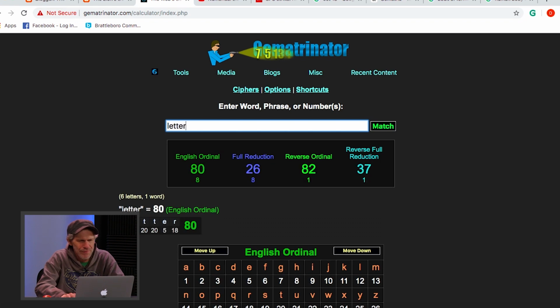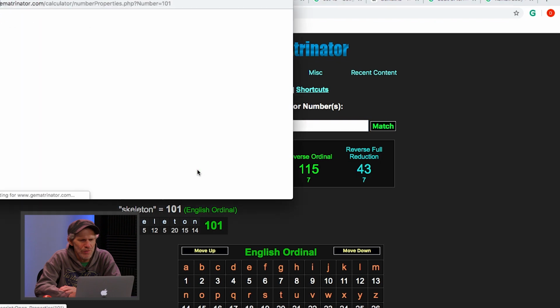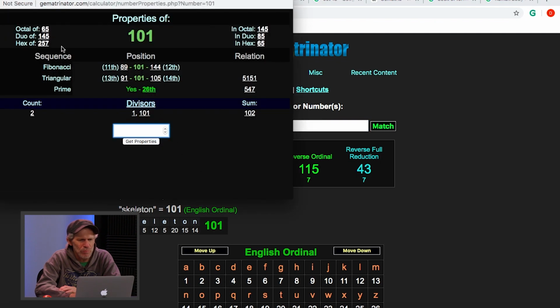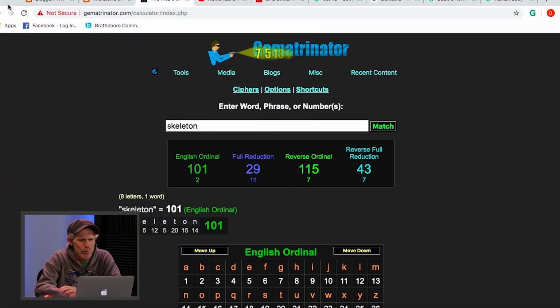And letter is also 26. So letters make up words, just like bones make up the skeleton. Skeleton is 101. And if you press on 101 here, it'll give you the value, and it's the 26th prime. So another 26, referring to God, right? And there's 26 letters in the alphabet. There's bones equals 26, skeleton 101, the 26th prime. Letters are the bones of a word.